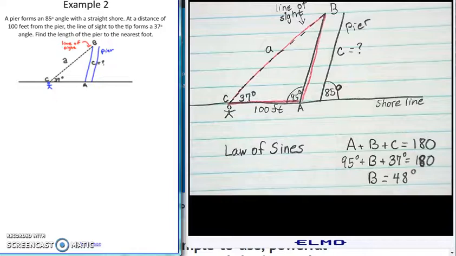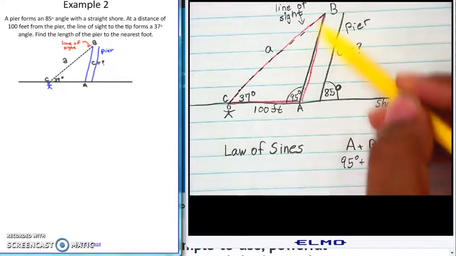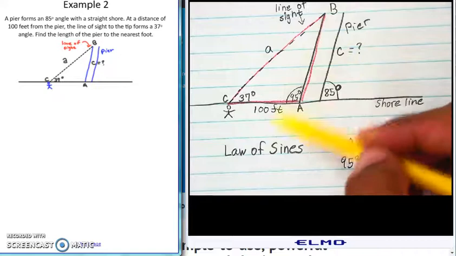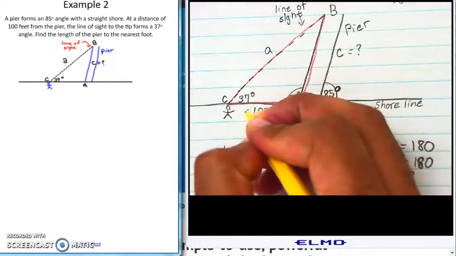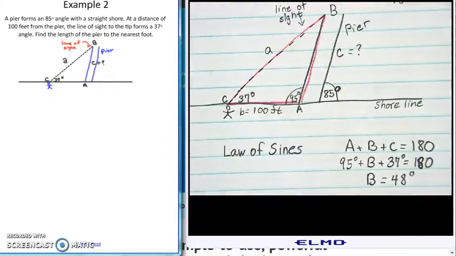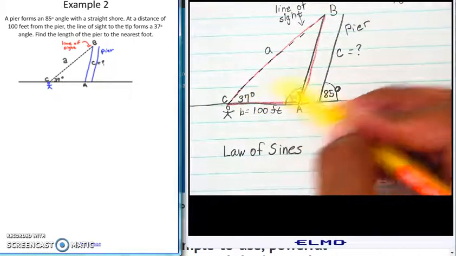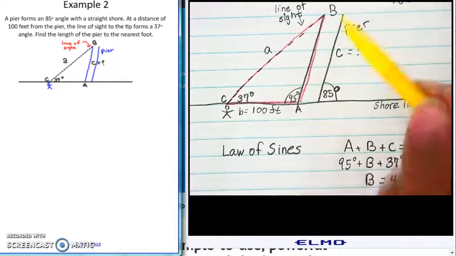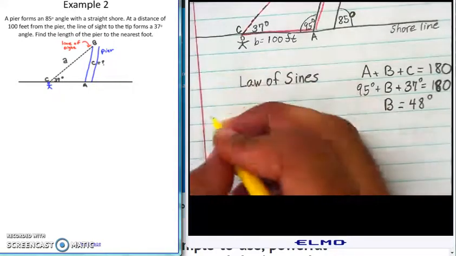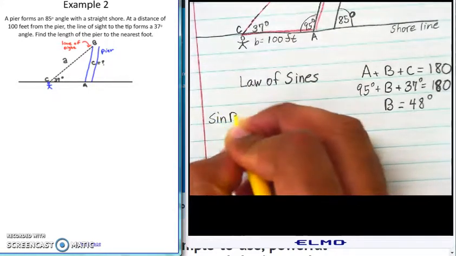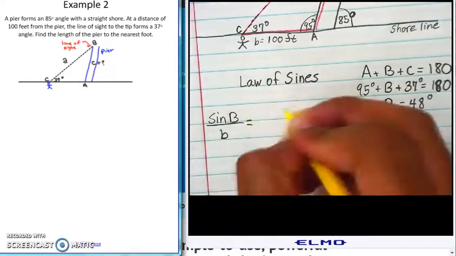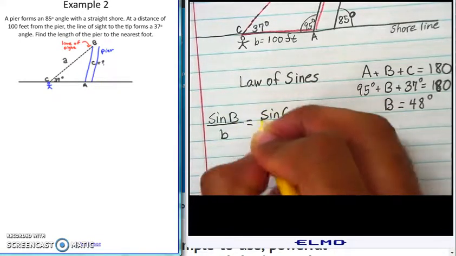Okay, so at this point, we now have angle B and side B. Let's go ahead and label this 2. So we have an angle B and a side B now. We have angle C, and we need to find side C. So again, we're going to do sine B over B, because that's what they gave us, and sine C over C.